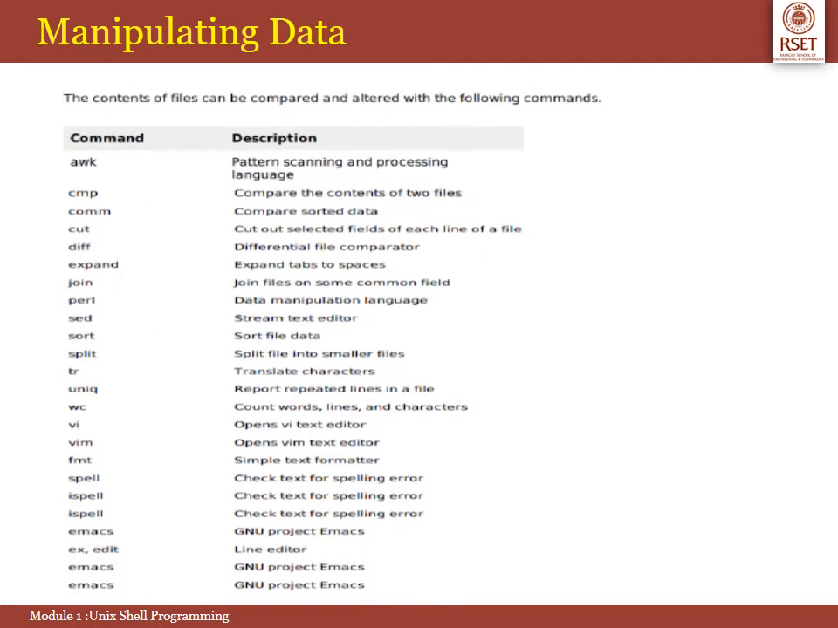For manipulating data, these are the commands used. First one is awk. It's for pattern scanning and processing language. cmp will compare the contents of two files and comm will compare the sorted data. Cut command will cut out selected fields of each line of a file. diff is a differential file comparator.